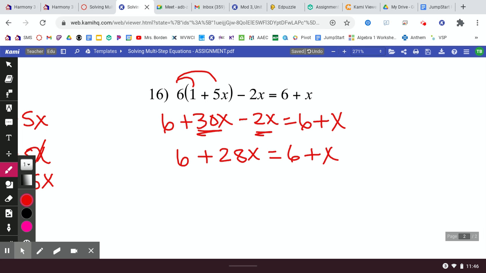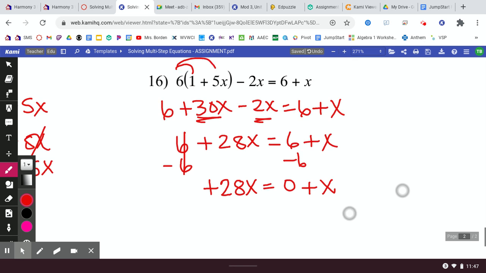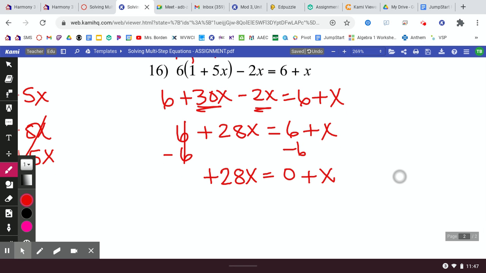All right, now what? Okay, what do you want? Which 6? Okay, what am I going to do with that one? Good, minus 6 and minus 6. That goes away, and I'm left with positive 28x equals 6 minus 6 is 0 plus x. Now what? Okay, tell me what to do with that x. It's currently over there with addition. What do I need to do to move it?